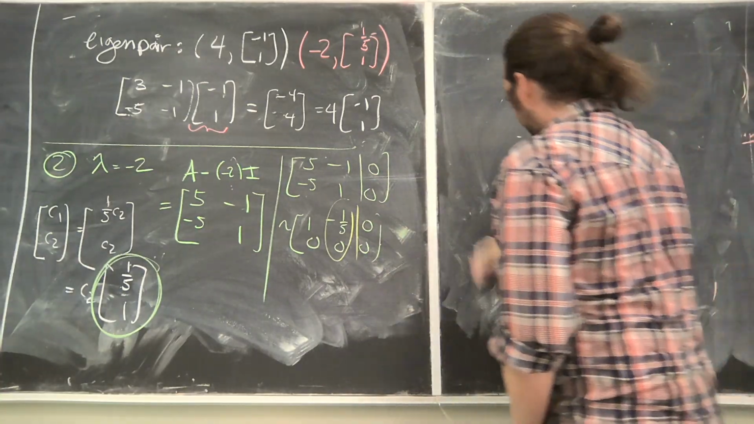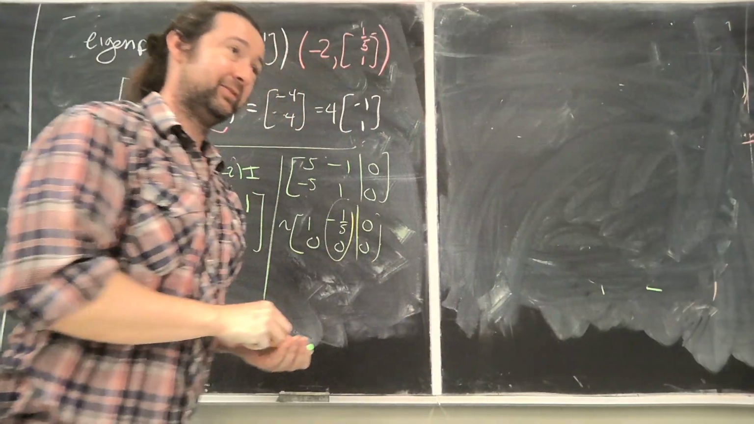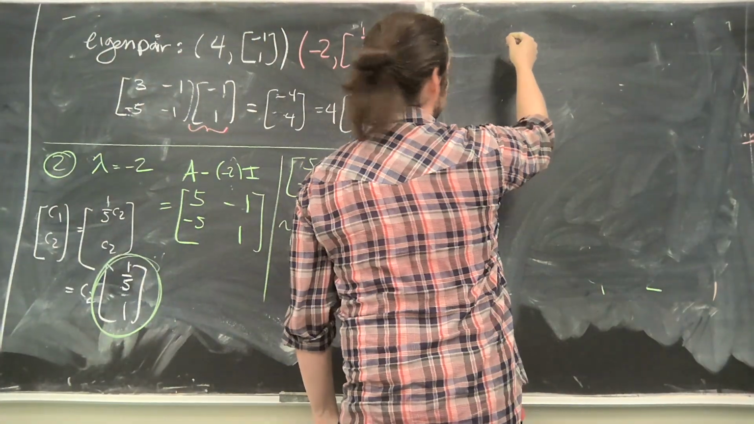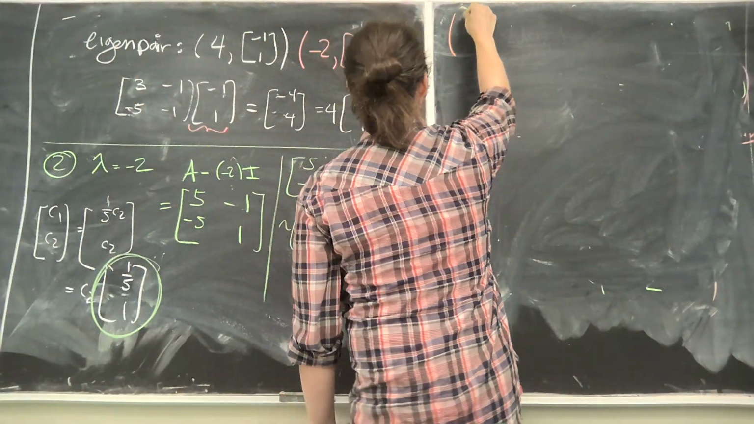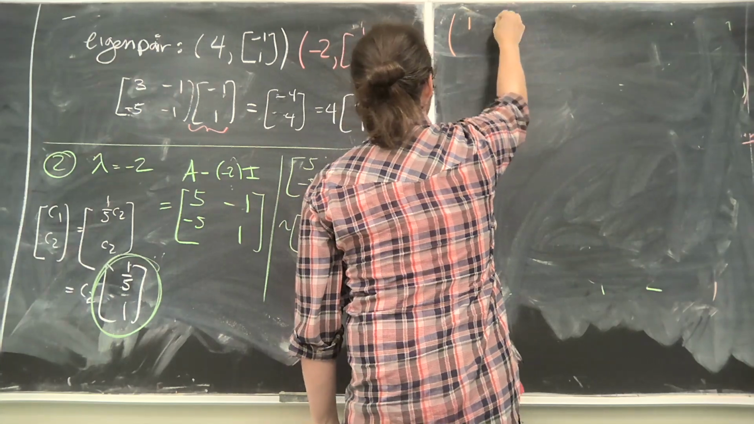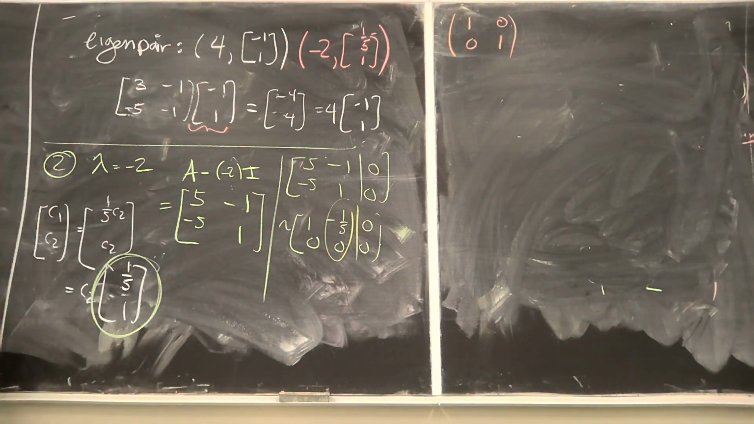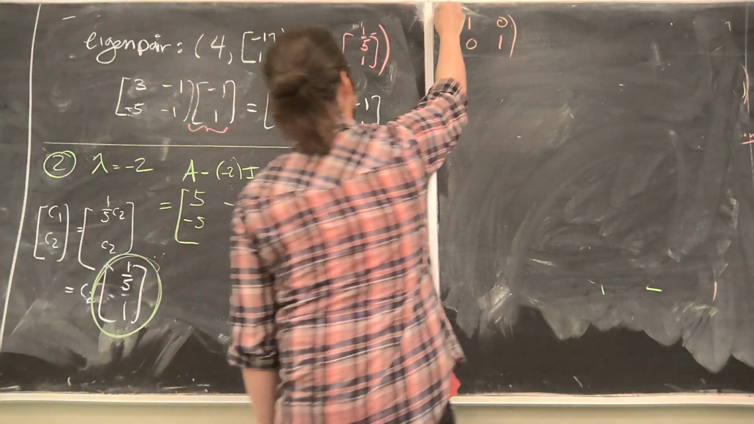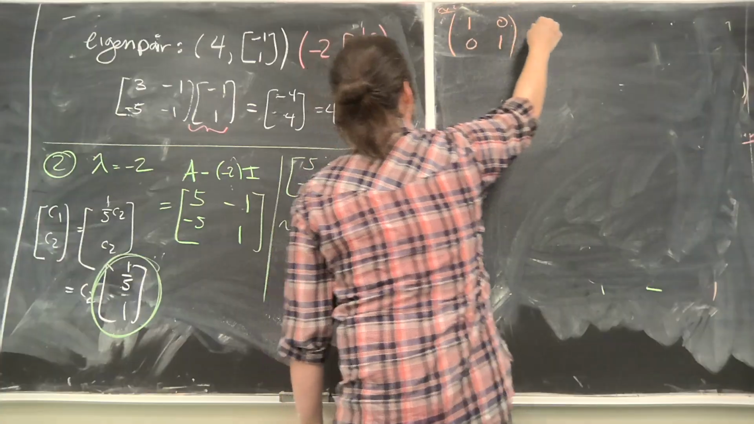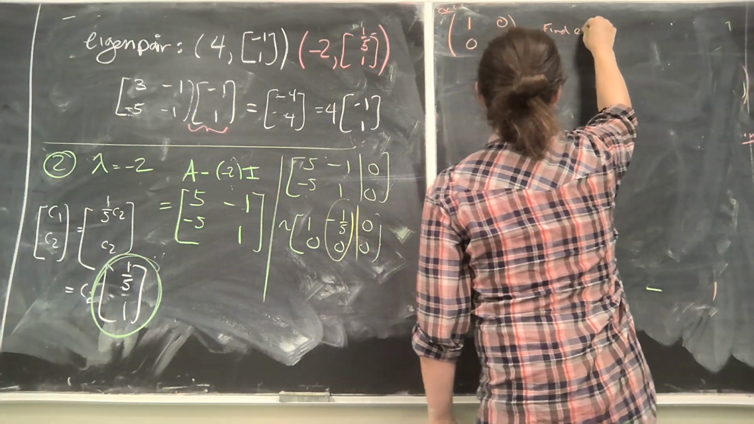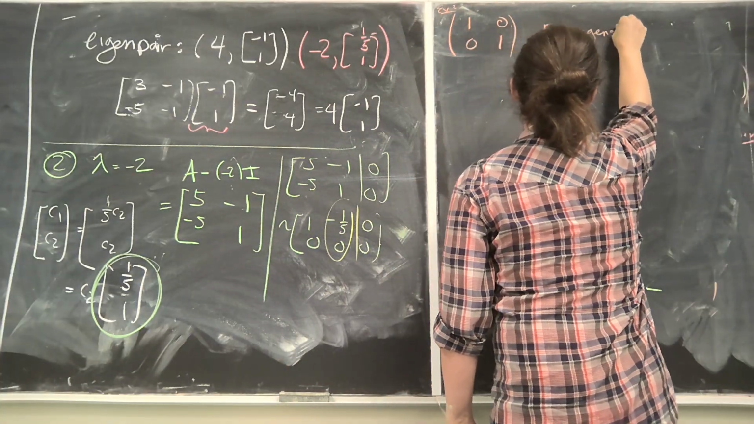Okay, so let's look at 2 different cases of when that happens. Okay, so here's a really easy one. This is a funny one. I'm going to write down the matrix 1, 0, 0, 1, and I want to find its eigenvalues and its eigenvectors. This is example 2. Find the eigenvalues, find all the eigen stuff.